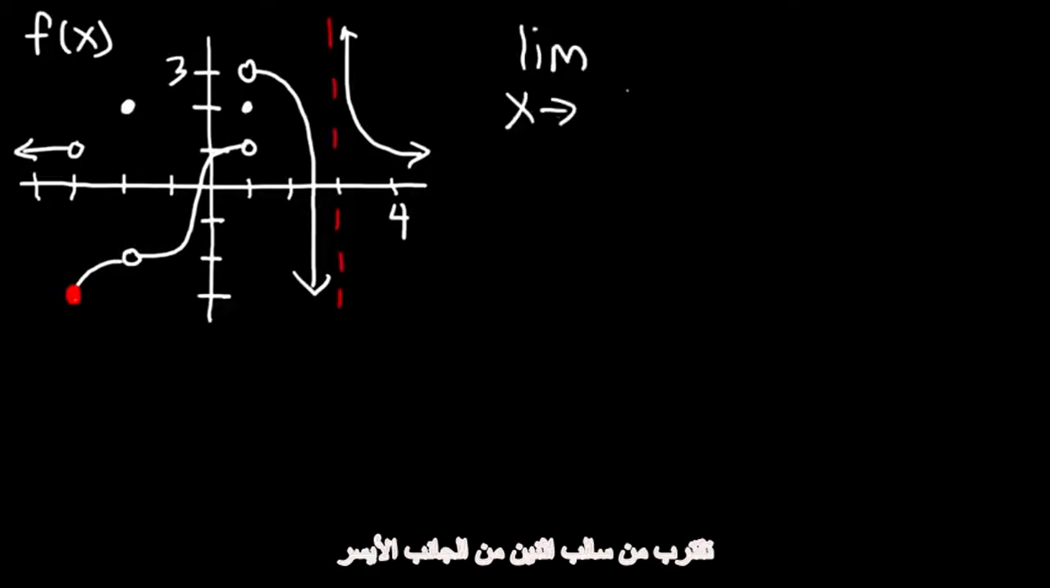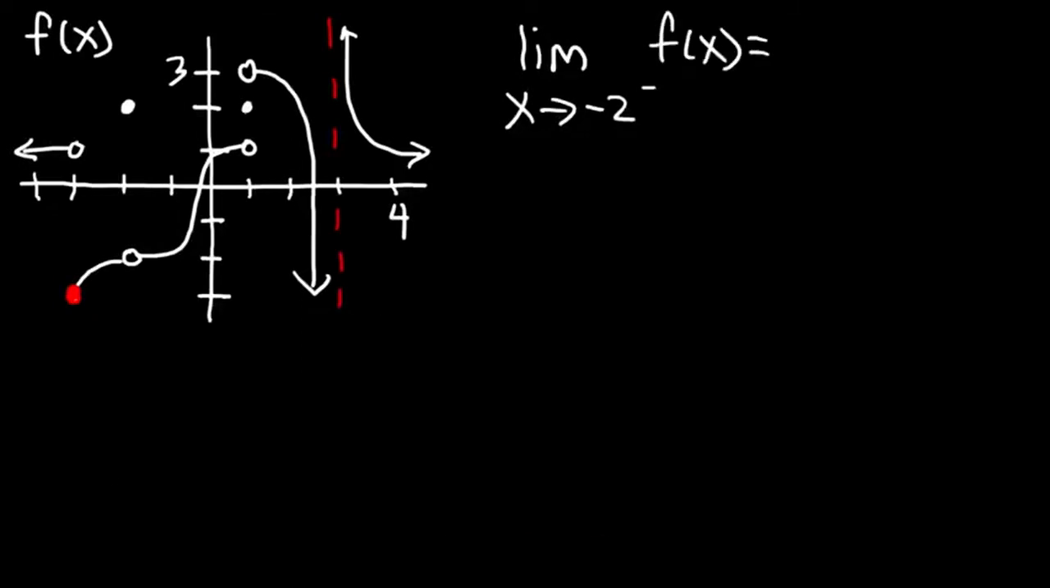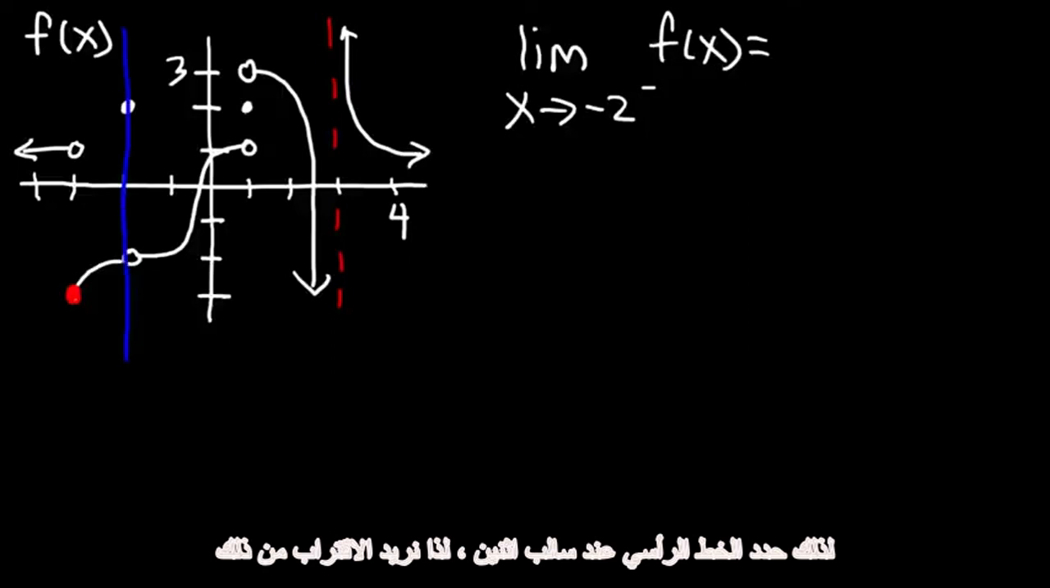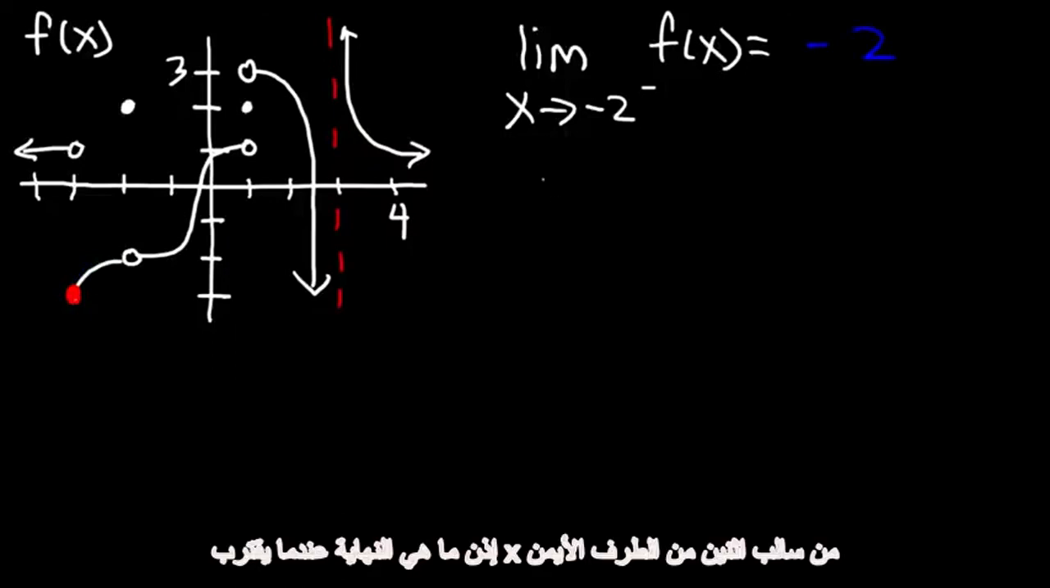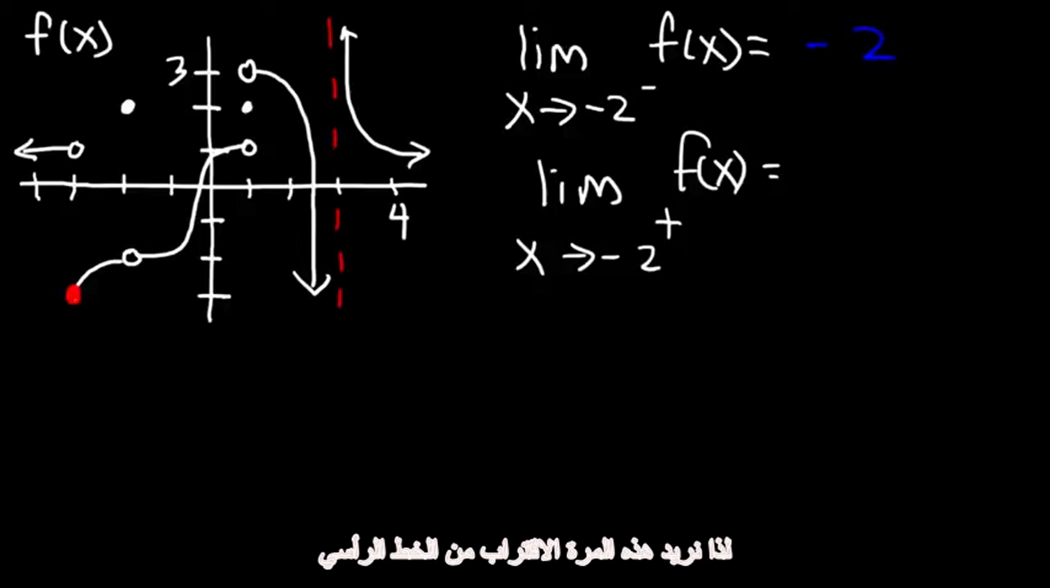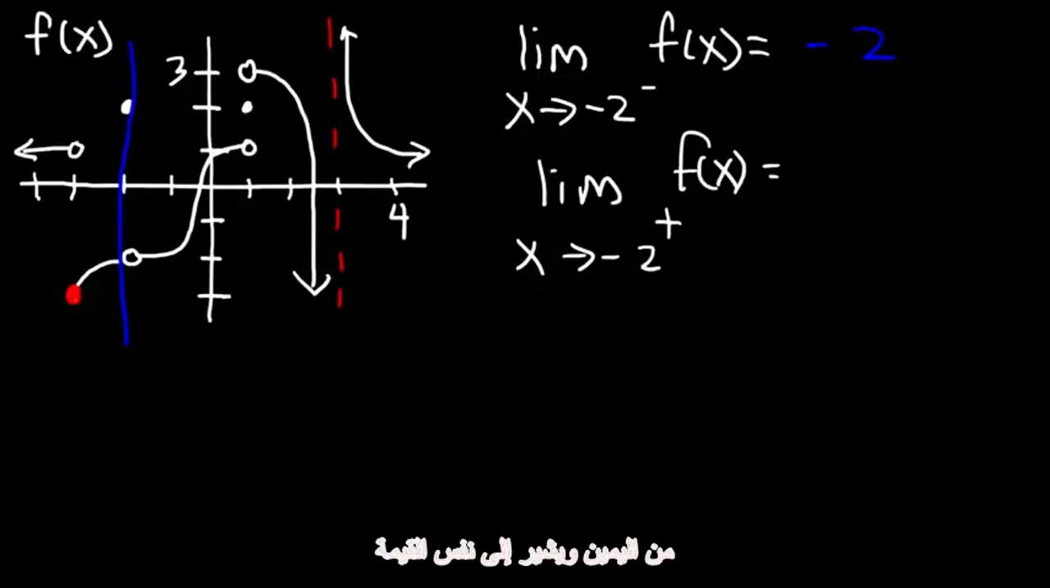Now let's work on some more problems. What is the limit as x approaches negative 2 from the left side? Go ahead and try this one. Identify the vertical line at negative 2. We want to approach that line from the left side. Notice that the y value is negative 2. What is the limit as x approaches negative 2 from the right side? This time, we want to approach the vertical line from the right, and it points to the same value, negative 2.